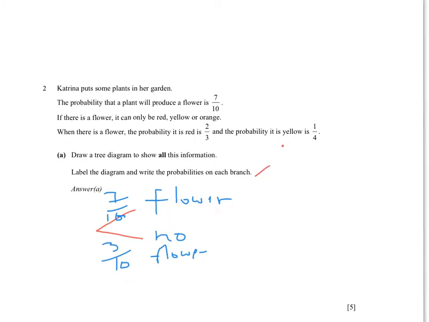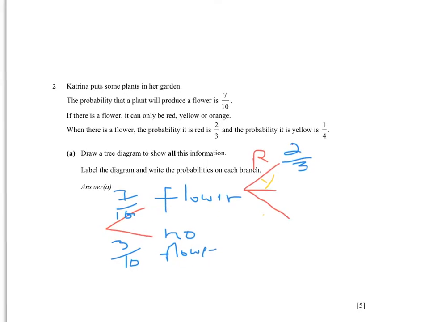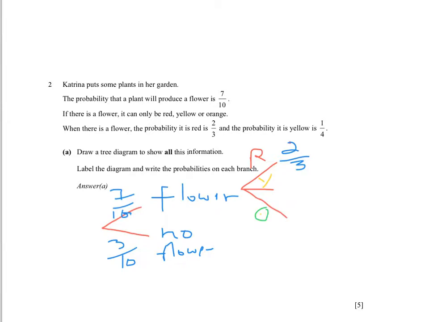But again, we have 3 outcomes on these branches. We have red, yellow, or orange. So if it's red, it's 2 out of 3. If it's yellow, I need to write my outcomes here. Red, yellow, and I don't have a color for orange. And we'll make it orange. Looks like green to me. Alright, so those are the 3 outcomes. Yellow is 1 out of 4.